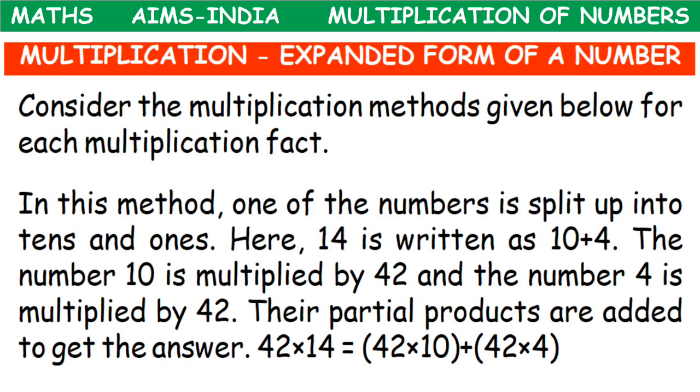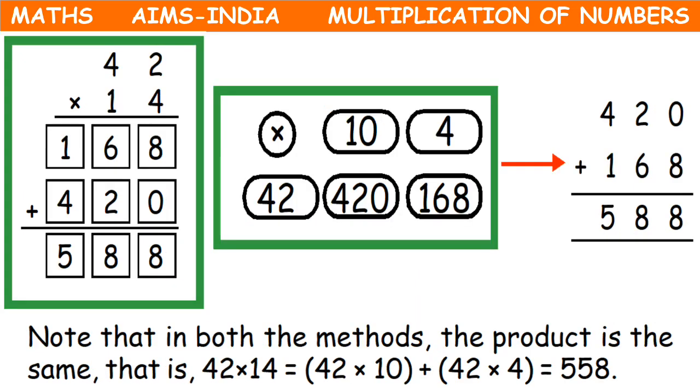Now coming to the next topic, which is multiplication using the expanded form of a number. Consider the multiplication methods given below for each multiplication fact. In this method, one of the numbers is split up into tens and ones. Here 14 is written as 10 plus 4. The number 10 is multiplied by 42 and the number 4 is multiplied by 42. The partial products are added to get the answer. 42 into 14 is equal to 42 into 10 plus 42 into 4.